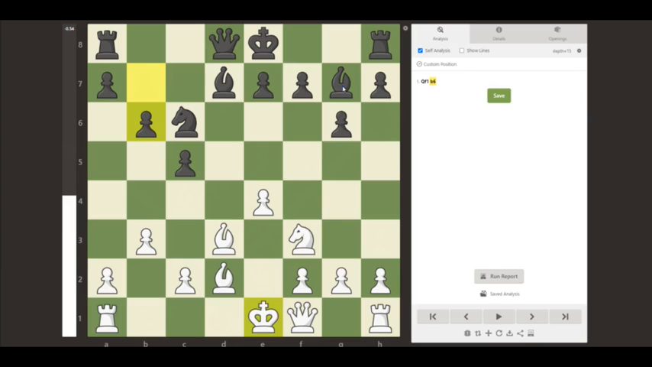While black's bishop on g7 is attacking the rook on a1, this doesn't affect white castling because there's no rule saying white can't castle if his rook is under attack.